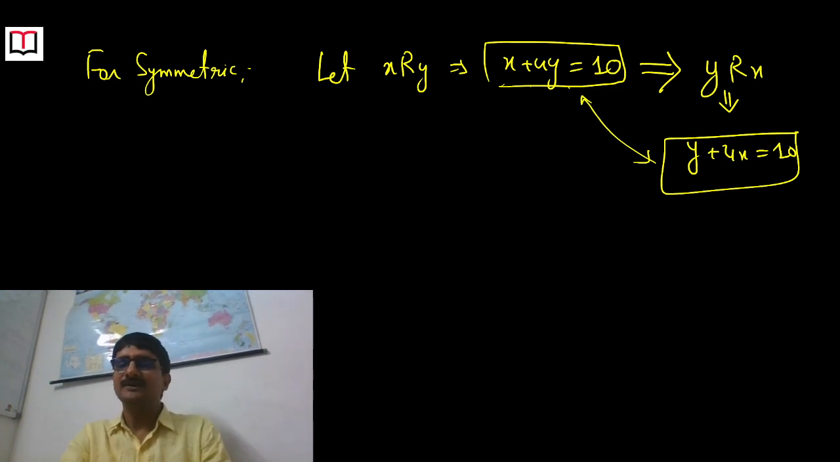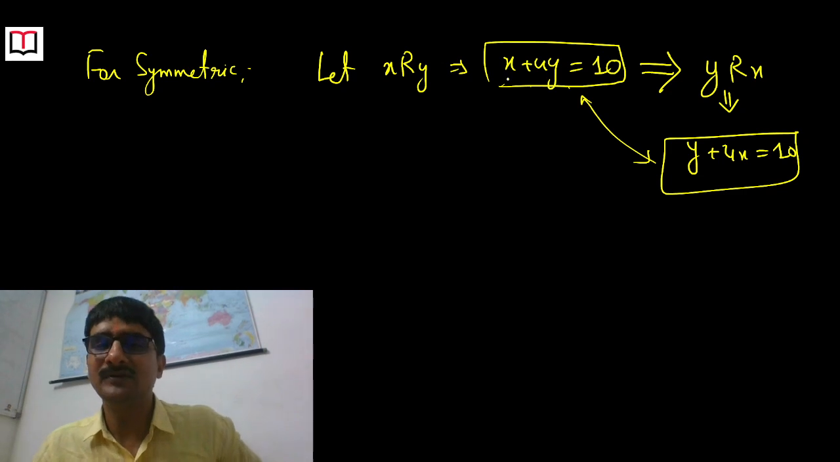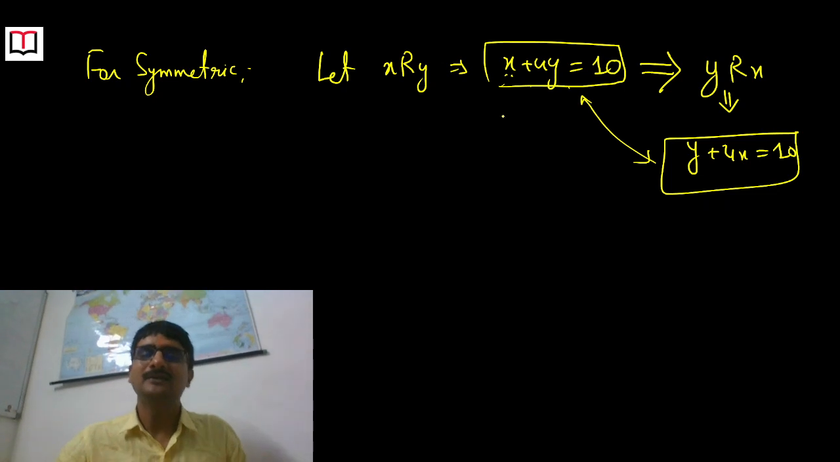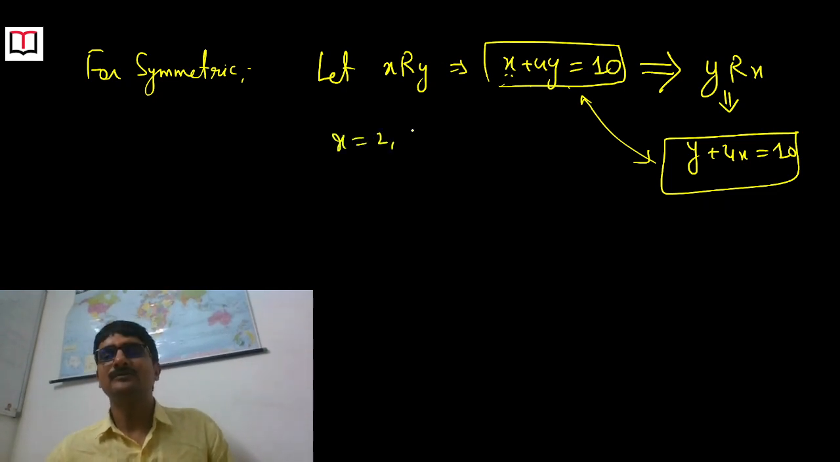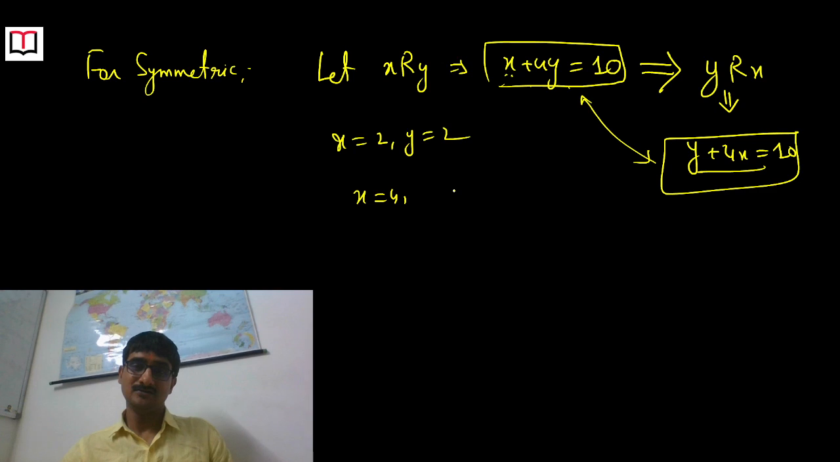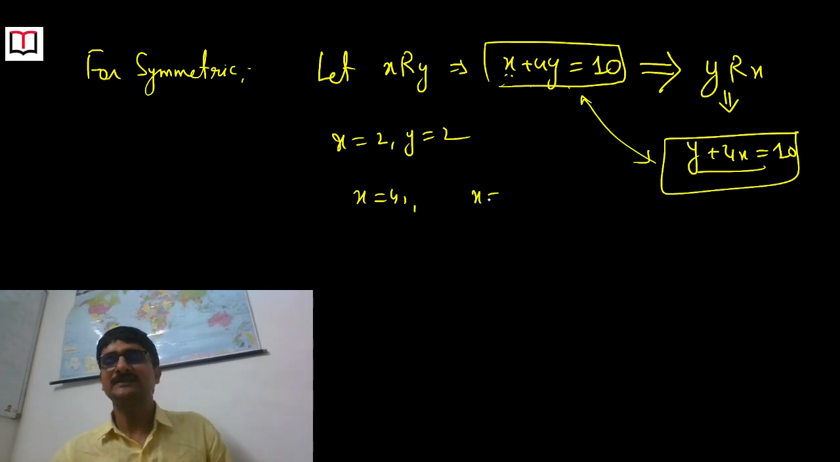Answer is no. Let's say if I put x as 2, you'll get some y. So let's do x as 2, so y is also 2. So that gets satisfied. Then x is 4, natural number. Okay, x is 6, so y is 1.